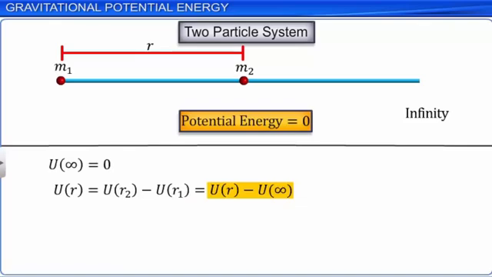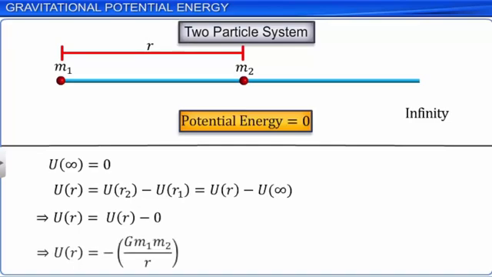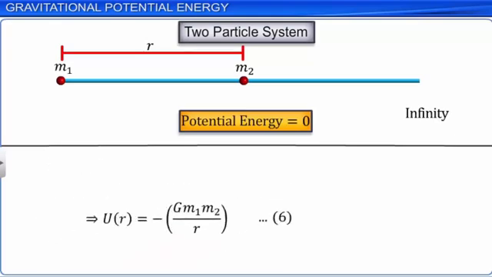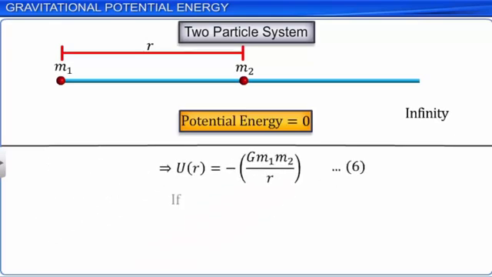In this system, if the mass of one particle, say m1, is taken to be unity and the mass of m2 as m, then the energy of the two-particle system is U(r) is equal to minus GM divided by r. This is defined as the gravitational potential at a distance r from a particle of mass m, measured in joule per kilogram. So far we have considered a two-particle system.